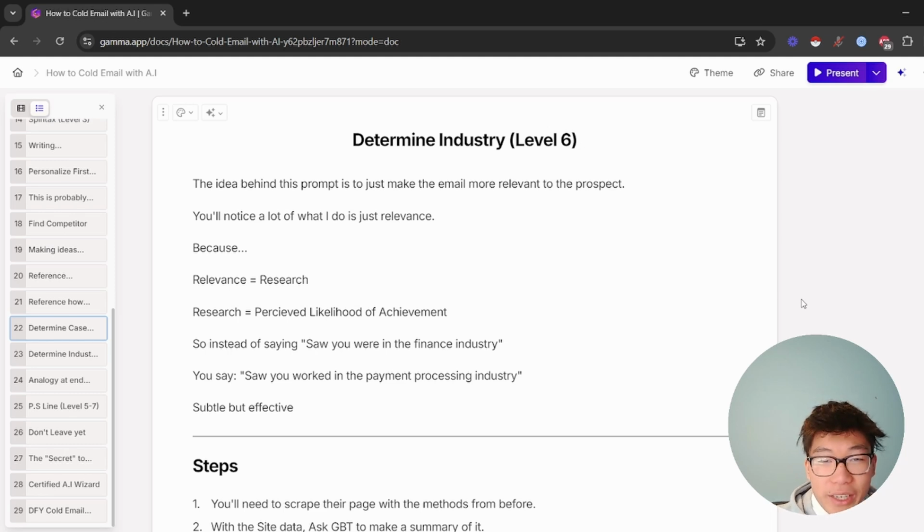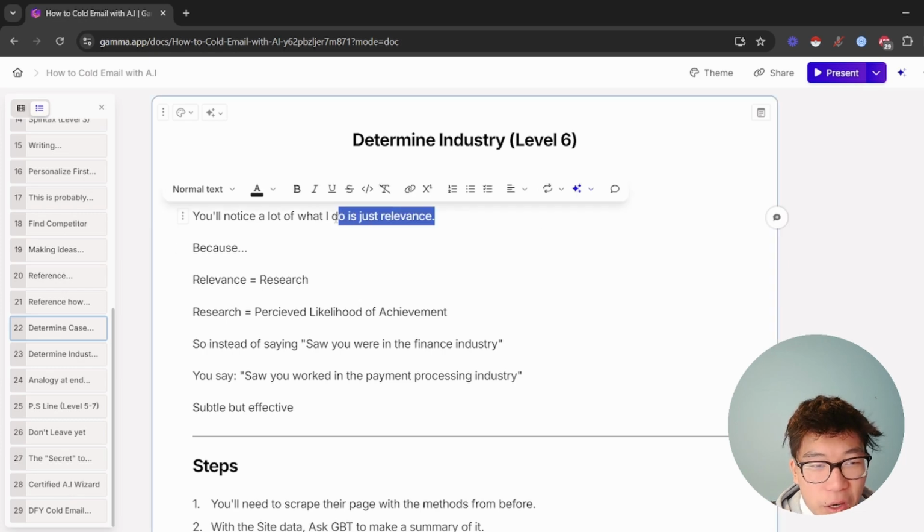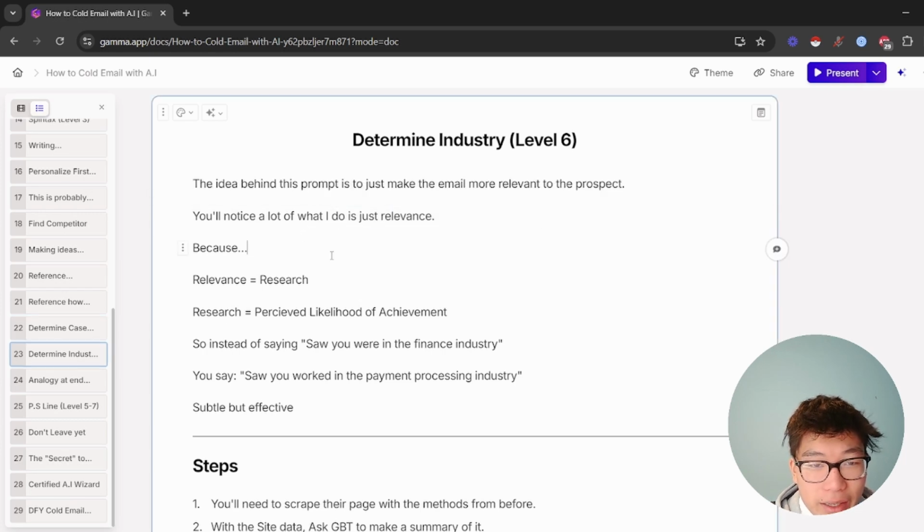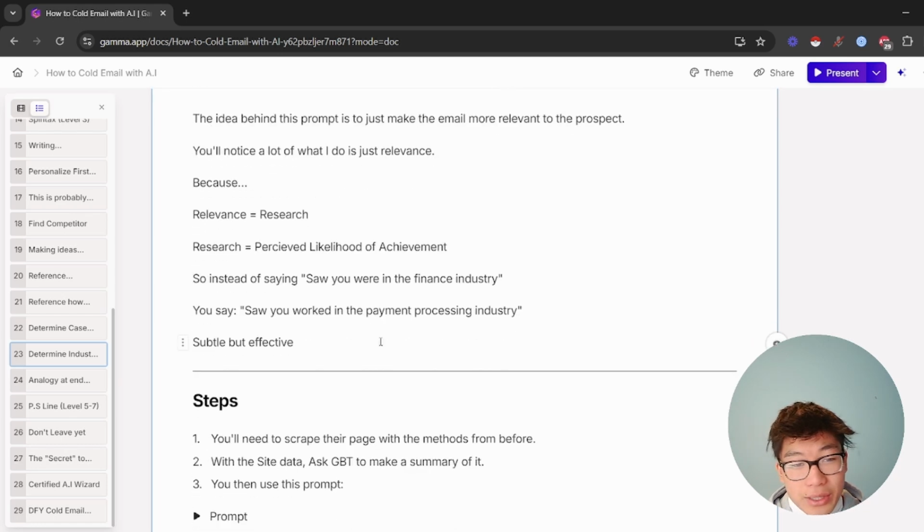Awesome. So you determine industry. This is another one. Very simple. You can definitely do this. It says 6, but if you're 4 years old, you should be okay. I'm kidding. But the idea behind this prompt is to make the email more relevant to the prospect. You notice a lot of what I did is just relevance, because relevance equals research. Research equals perceived likelihood of achievement. So instead of saying, saw you were in the finance industry, you say, saw you worked in the payment processing industry. It's a small, subtle change, but it's effective because most people will say finance, which is a broad level overview.